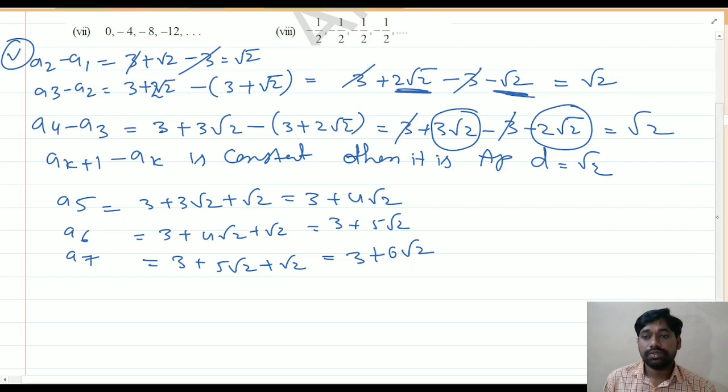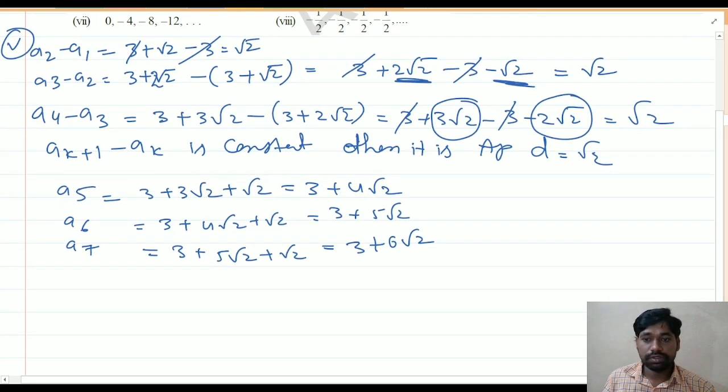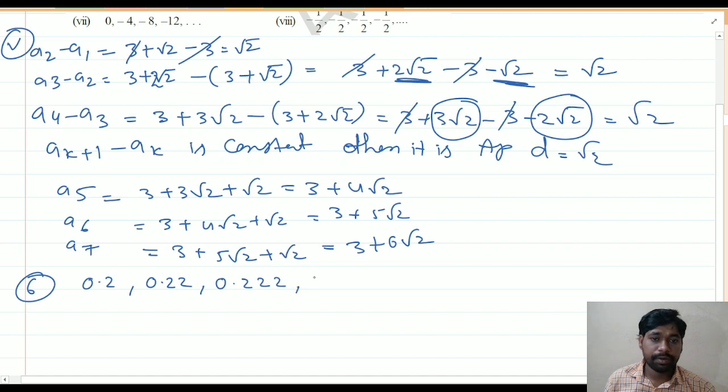Okay, so next question, the sixth one. See that, what is there in the sixth one? The sixth one is 0.2 comma 0.22 comma 0.222 comma 0.2222 and so on.